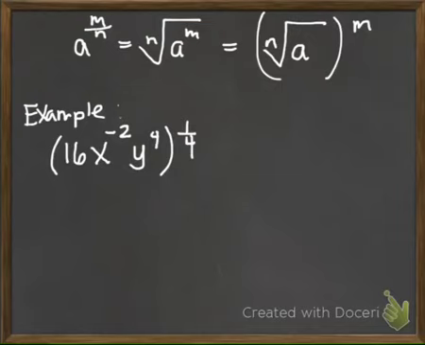For this one, we are converting from a rational, because we have the fraction, to a radical form. So let's identify our base. Our base is what's on the inside. This whole thing right here is being raised to that exponent. So our base is 16x to the negative 2 power.